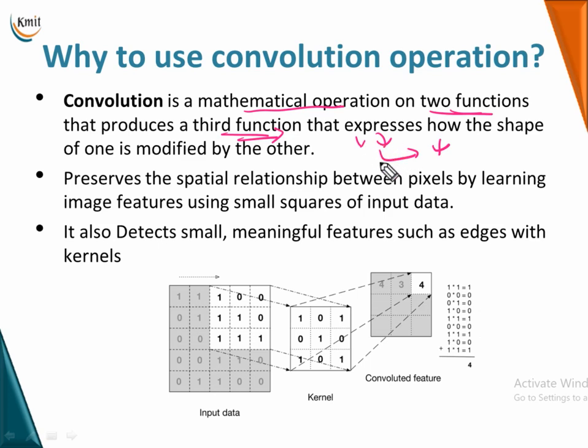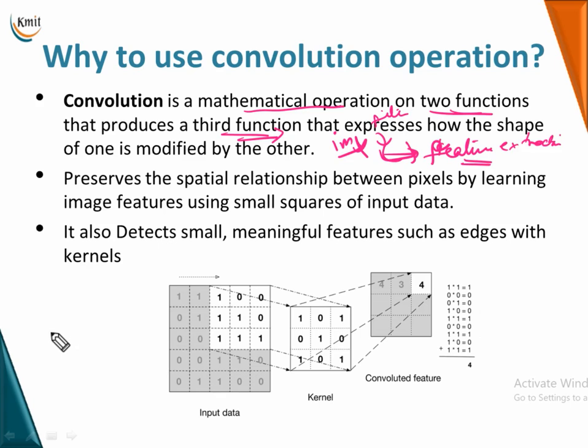But if I talk about images, it will take an image input and a filter input, and you convolve them to get a feature extraction as your output. I hope I made myself clear. In a very precise way, I explained convolution here. Convolving and extracting features preserves the spatial relationship between pixels by learning image features using small squares of input data. It can also detect small meaningful features of an image like edges, patterns, etc.